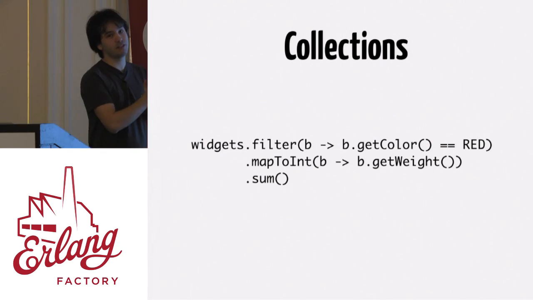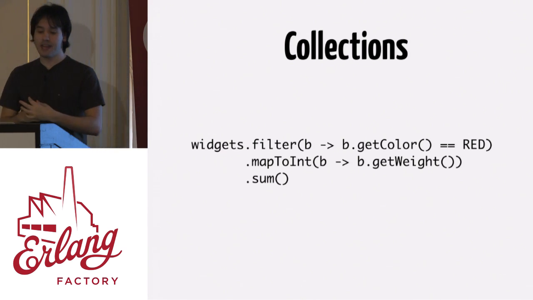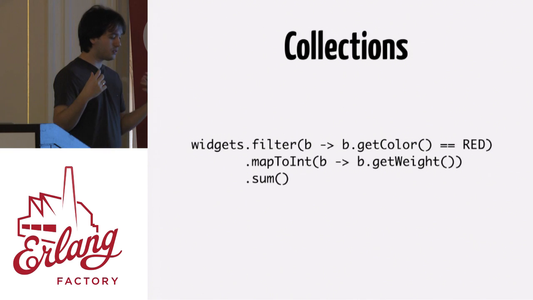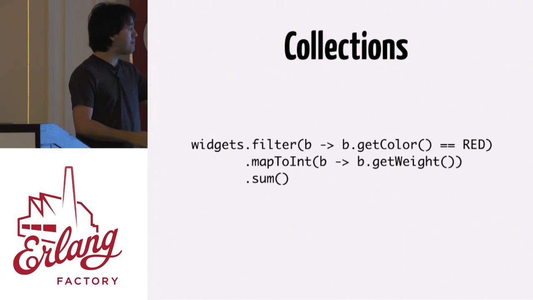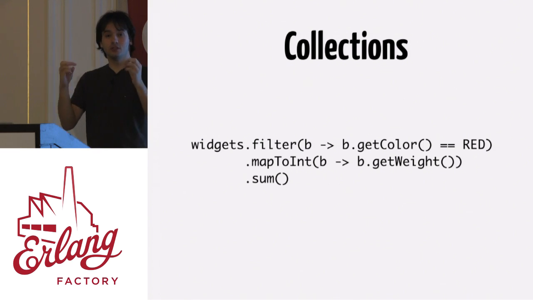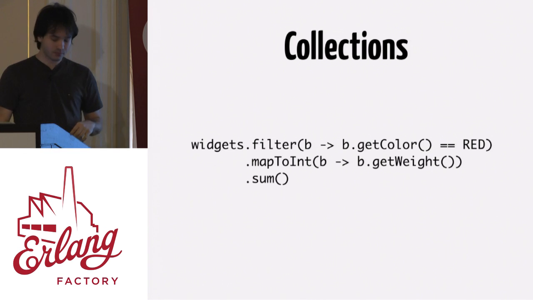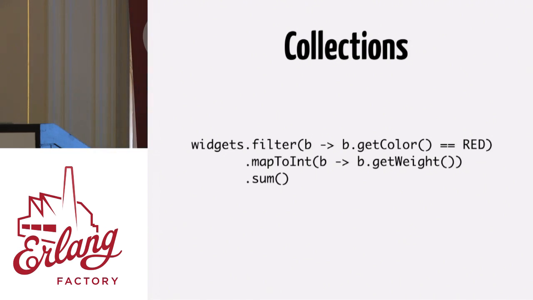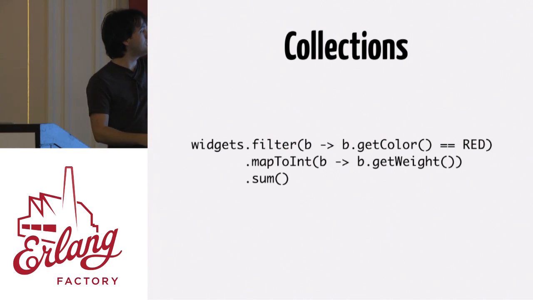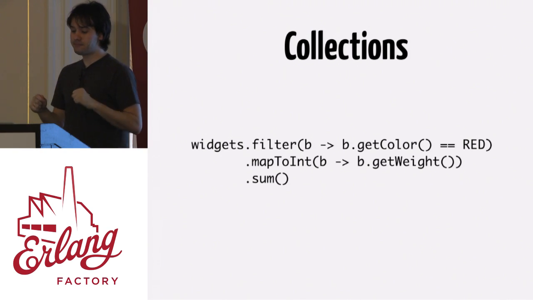So here's some Java 8 code. Java 8 introduced lambdas, and they already had this idea of collections. But when they introduced lambdas, they also introduced this whole functional vocabulary that we are used to working with, like map, filter, reduce, and whatnot. And they mixed that with collections. So here we have widgets, and we are filtering the widgets by color, then getting their weight, and then summing it.